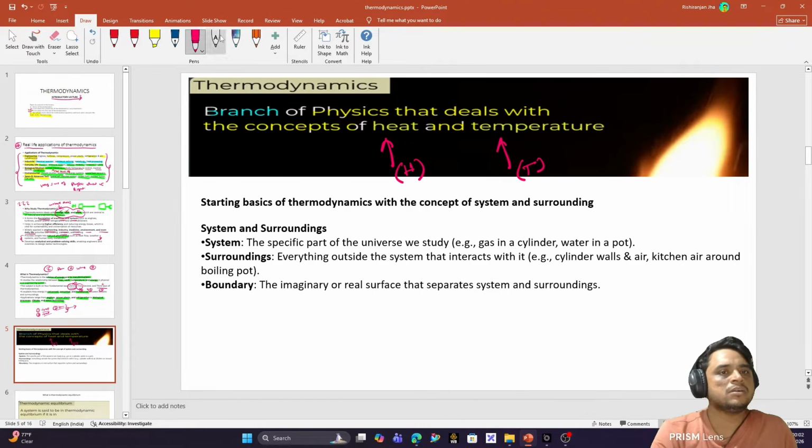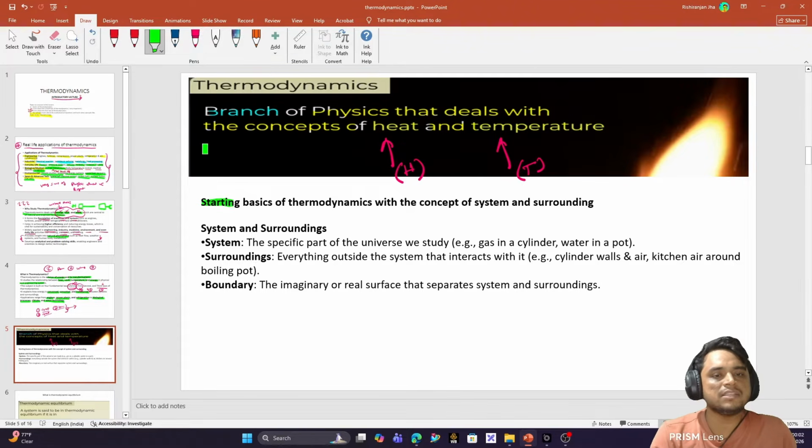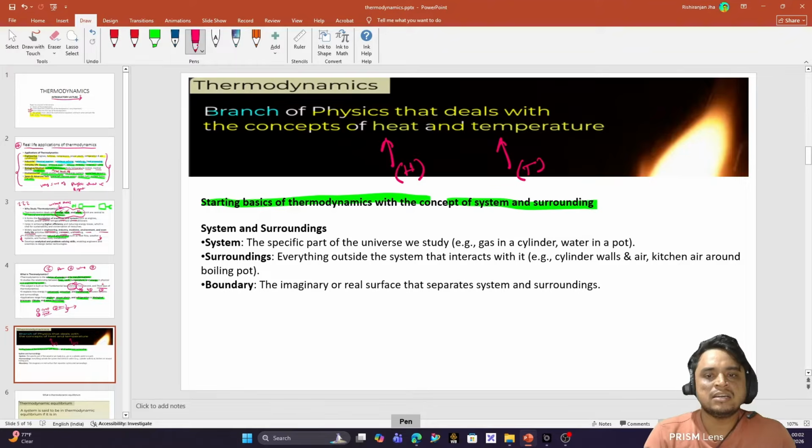So let's start the basics of thermodynamics. Thermodynamics is based on two things. If we study thermodynamics, it is based on the concept of system, and second, it is based on the concept of surrounding. You might have already studied what is system and what is surrounding.